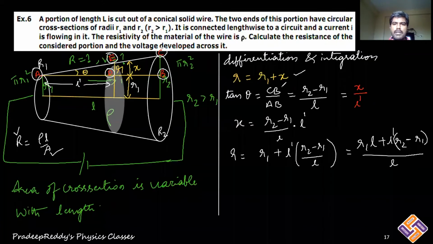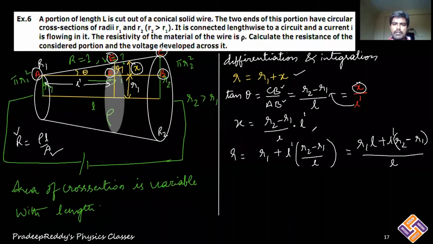Tan theta is equal to CB by AB. And what is CB? CB is nothing but R2 minus R1, divided by AB, which is the length L here. For this smaller triangle, tan theta will be the opposite length, which I am considering as X, divided by the length from one end, A to D, which I am considering as L dash. So from there you can make X the subject. Bring this L to the other side, so that X is equal to (R2 minus R1) by L into L dash. Here L dash is variable with respect to position.